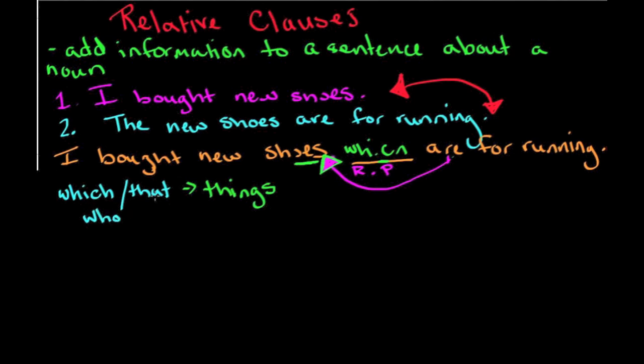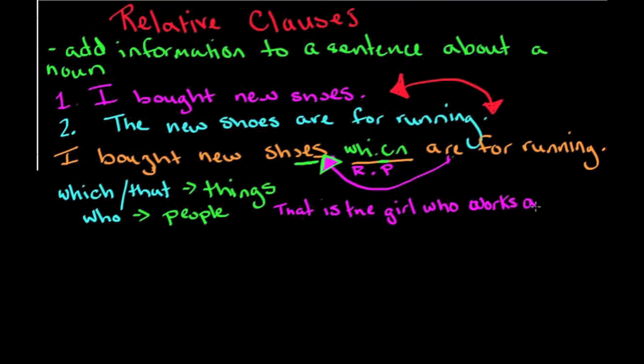Who. This is used for when we're giving more information about people. Let me give you an example of this. That is the girl who works at the post office. So in this case we're using who because we're giving extra information about the girl.